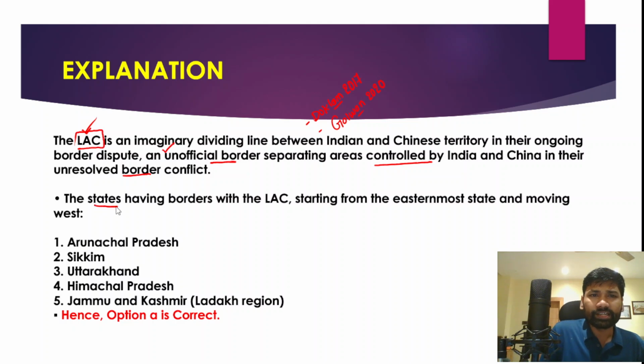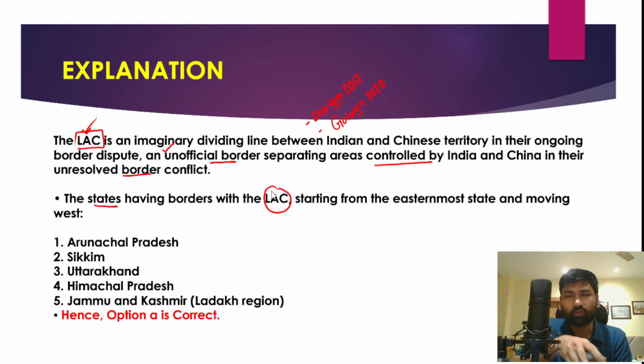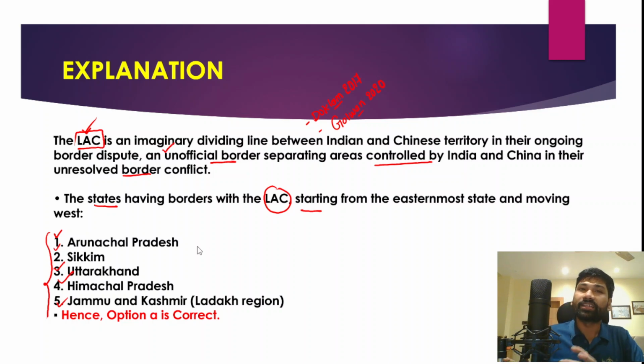Now when we talk about the states through which this Line of Actual Control passes, the easternmost state is Arunachal Pradesh, and after Arunachal Pradesh, then Sikkim, Uttarakhand, Himachal Pradesh and present-day Ladakh region. So this is how the Line of Actual Control is located across different states, and this is how we can arrange those states from right to left. And if you are asked to arrange these states from left to right, you can go through this order in reverse, right? So right to left and left to right.